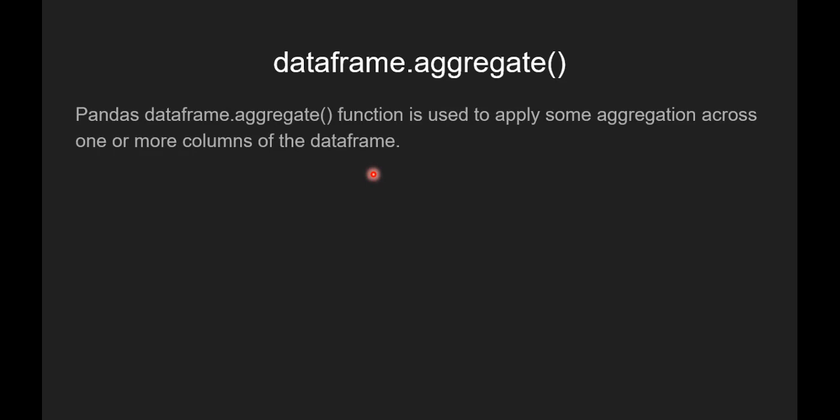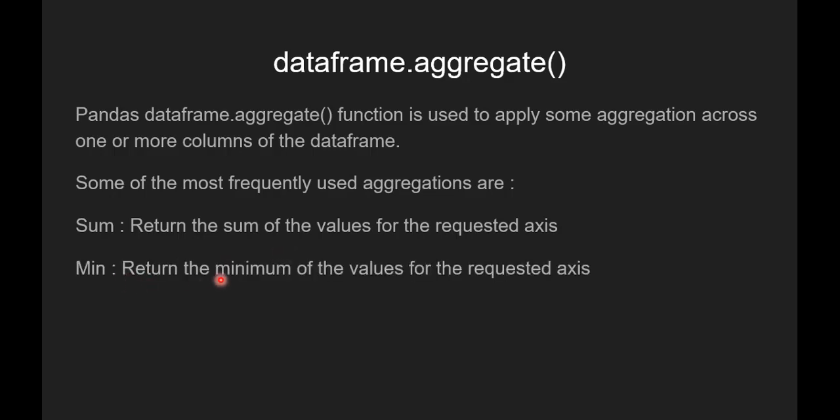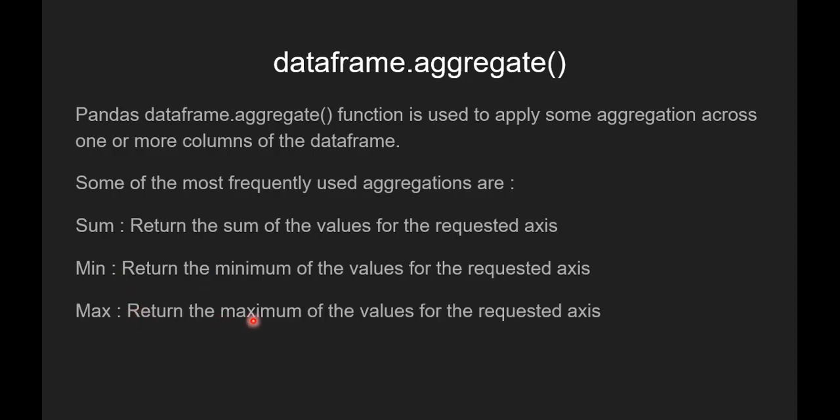Now we'll see what is Pandas dataframe.aggregate function. Pandas dataframe.aggregate function is used to apply some sort of aggregation across one or more columns of the data frame. Some of the most frequently used aggregations are sum. It returns the sum of the values for the requested axis. Min returns the minimum of the values for the requested axis. Max returns the maximum value among the values for the requested axis.